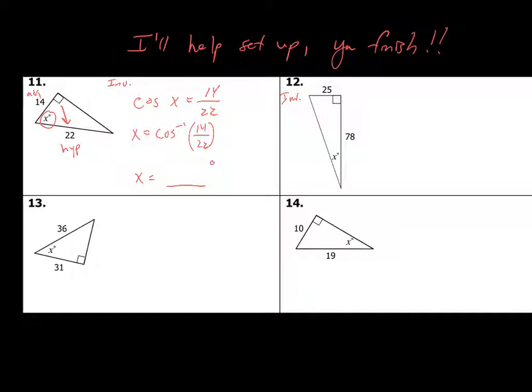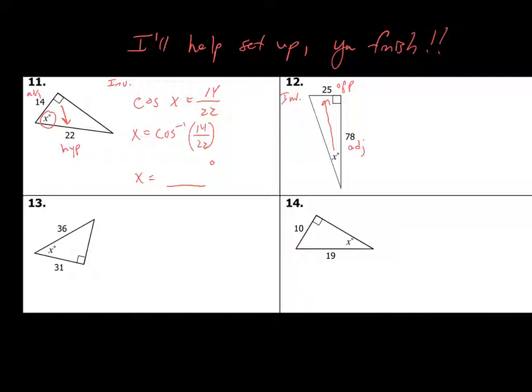Number 12, right? Press pause if you need a little bit of extra time to work. Okay. Number 12, opposite my x degree angle here is 25, so that's my opposite side. And this is the adjacent side, and the hypotenuse isn't labeled.